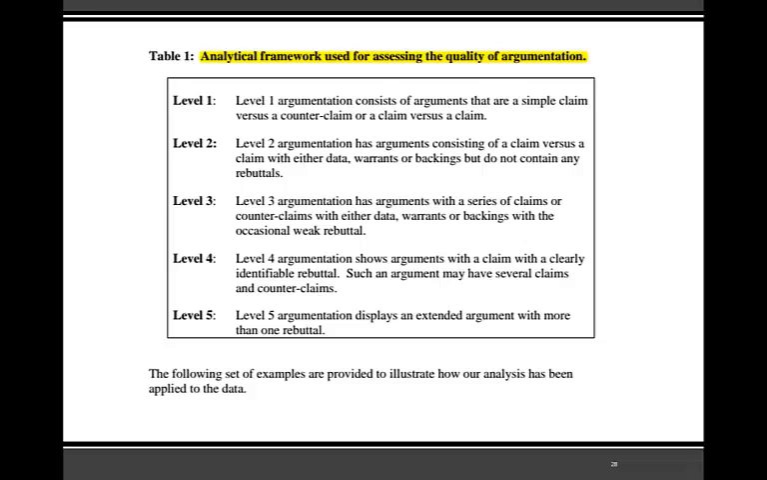What is that like? How do scientists' arguments work? But I think that those of you who are looking at older grades, or if you have younger grades and you would really want to make it rigorous, these levels could help you think about evaluating student arguments. This idea that a level 1 has an argument that's simple, a claim, a counterclaim, or a claim versus another claim, all the way up to that level 5 where argumentation displays an extended argument with more than one rebuttal. And so this idea that we kind of have to be able to go back and forth.